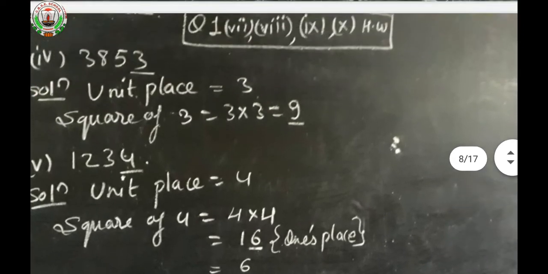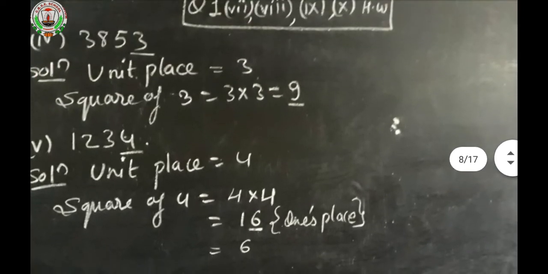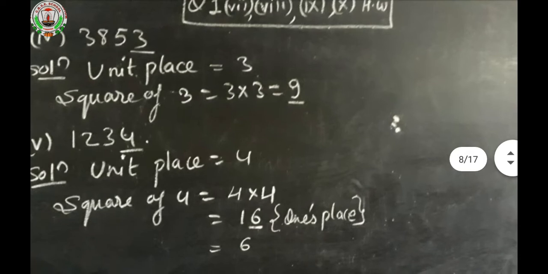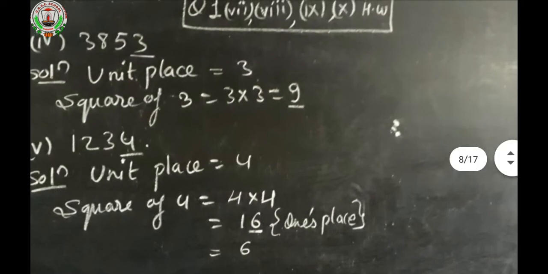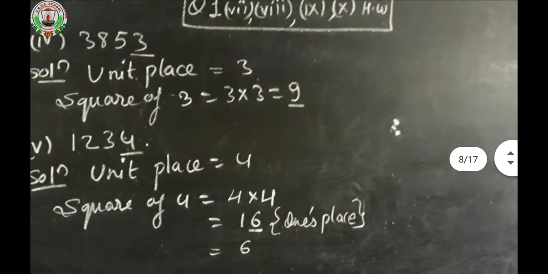It's simple, you just have to see the ones place value and find the square of it. If the number comes in a single digit, nothing you have to do, but if it comes in double digit or triple digit, you have to just see the ones place value. Okay, so question number 7, 8, 9 and 10, try to do on your own.